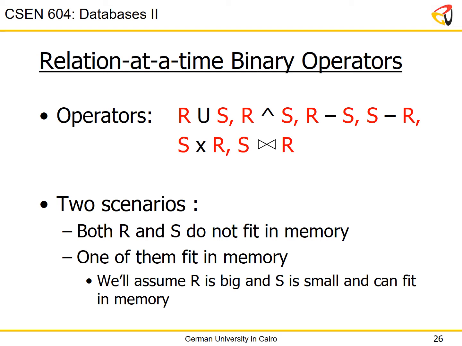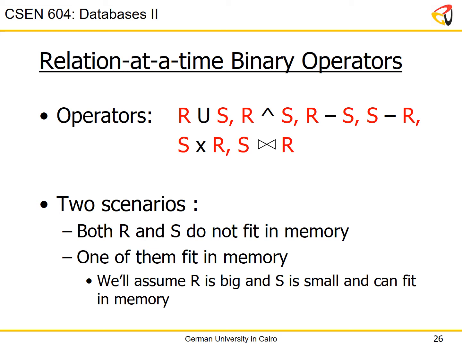Now, we have really two scenarios when we come to implement this, and database engines will actually have implementations for the two scenarios, depending on which one it needs to use. We have a scenario where both R and S do not fit in memory. So we have a big issue here. Neither R nor S, the two relations I'm working with, will fit into memory. The other scenario is where one of them will fit into memory.